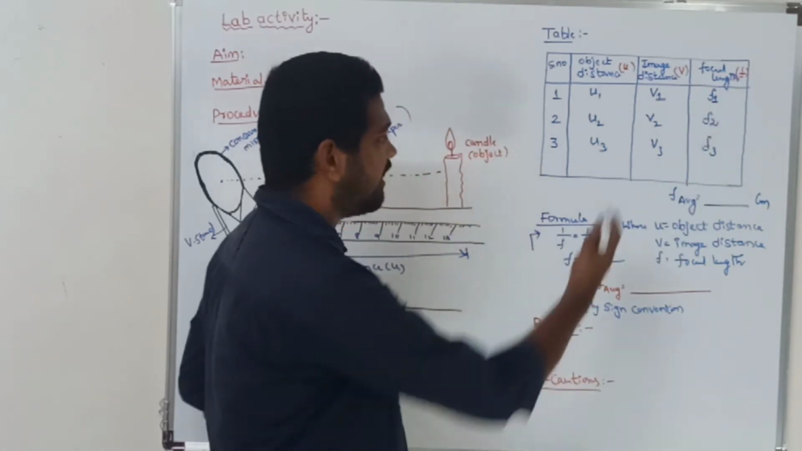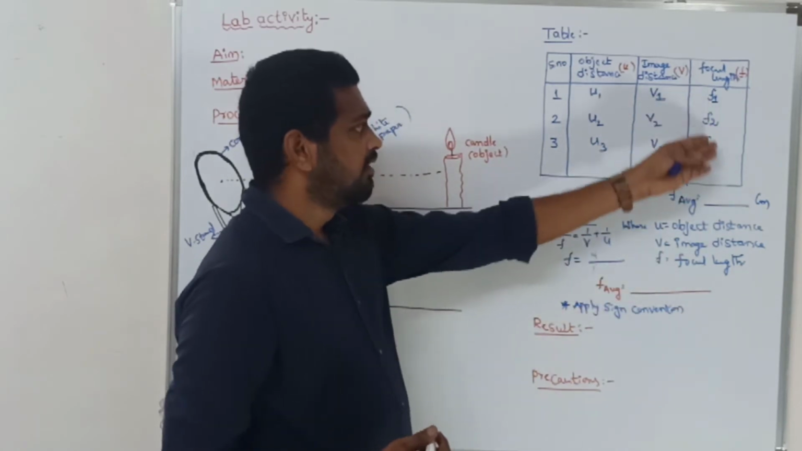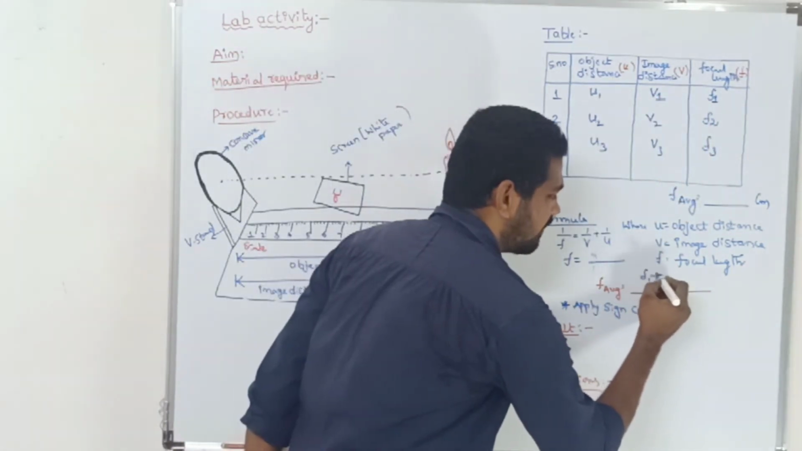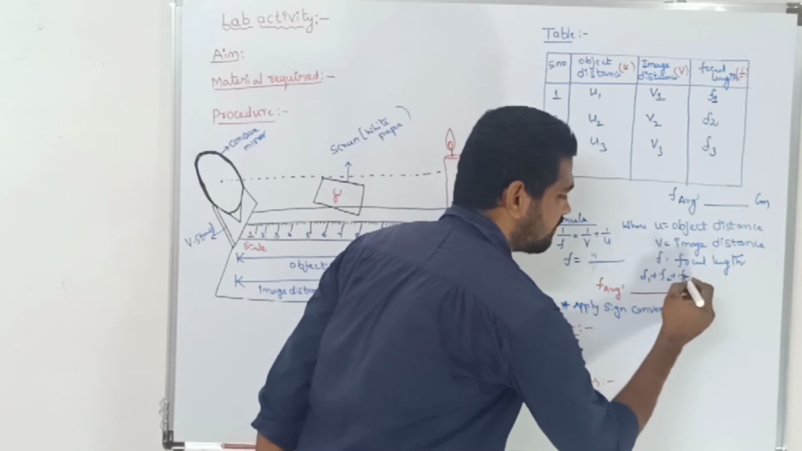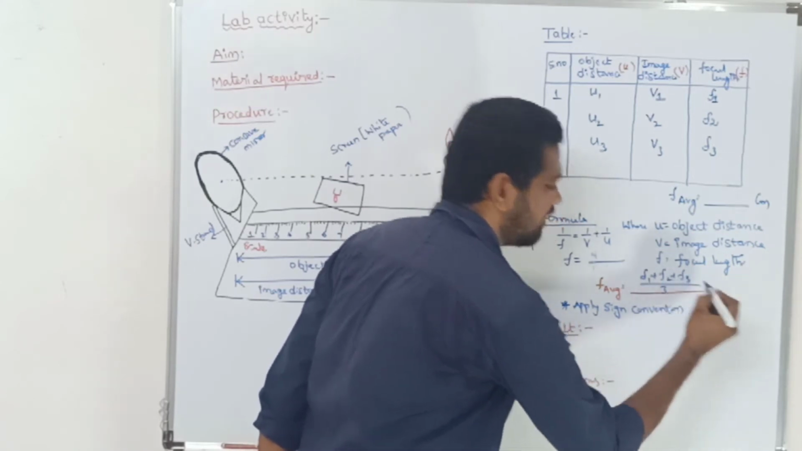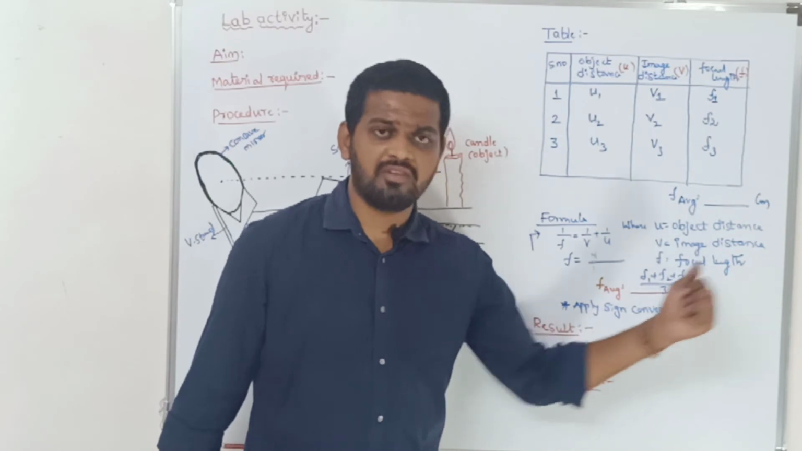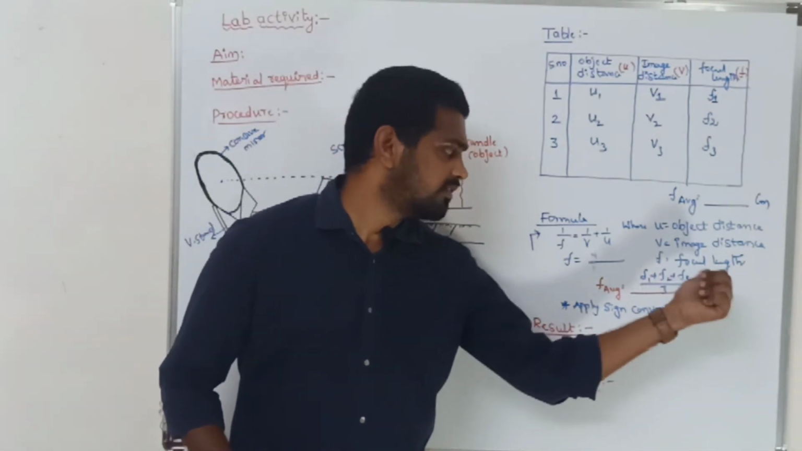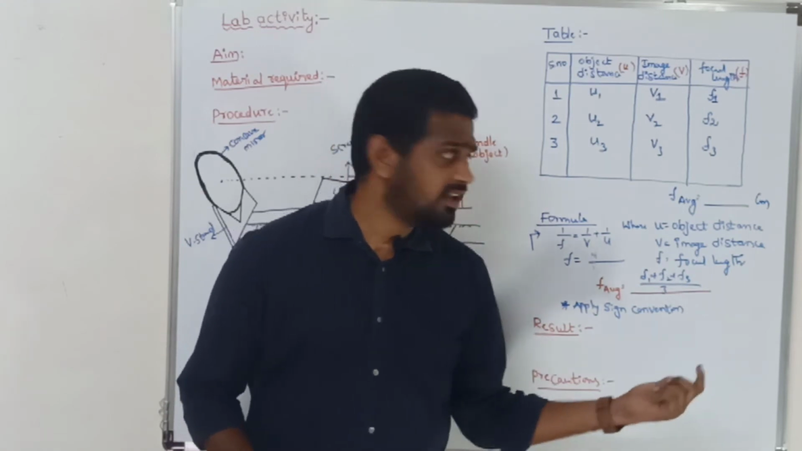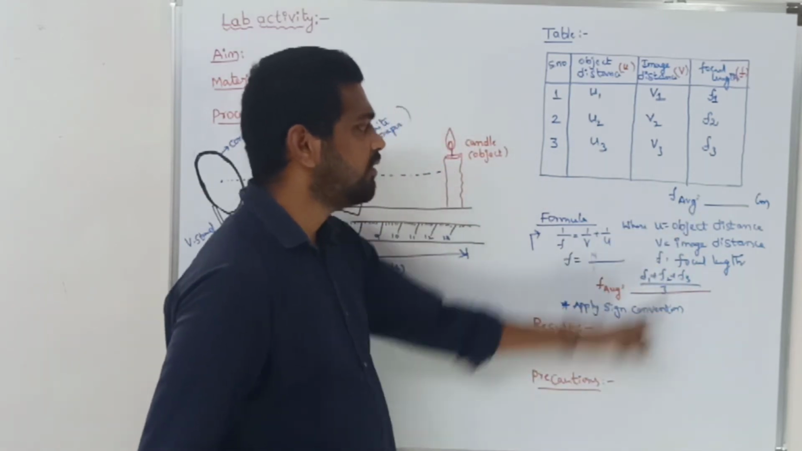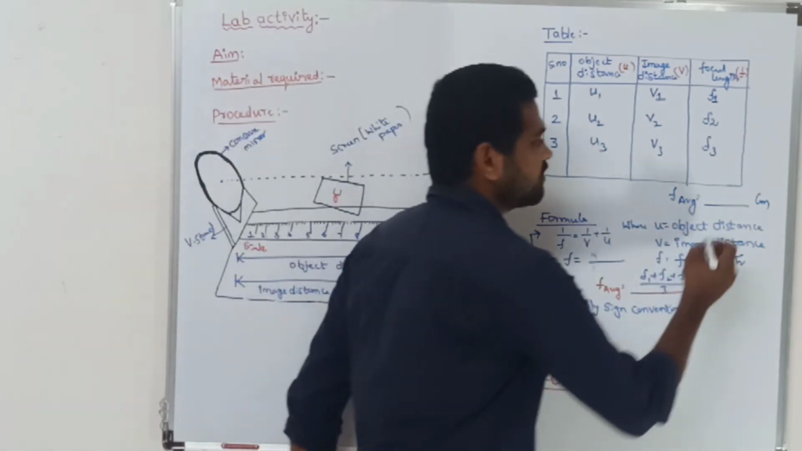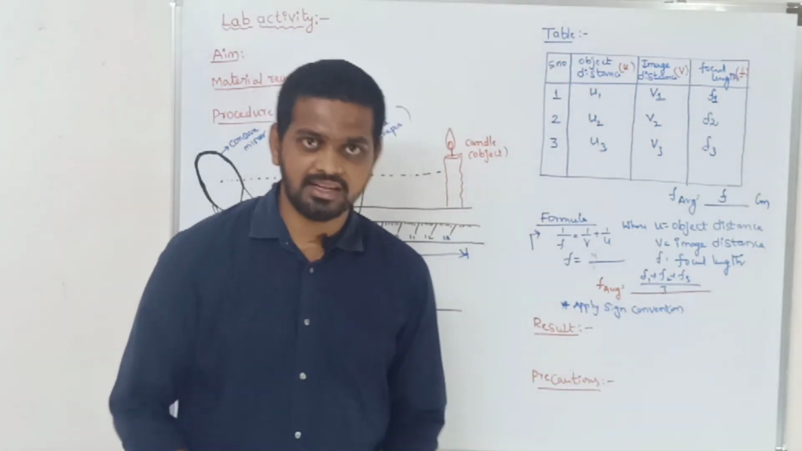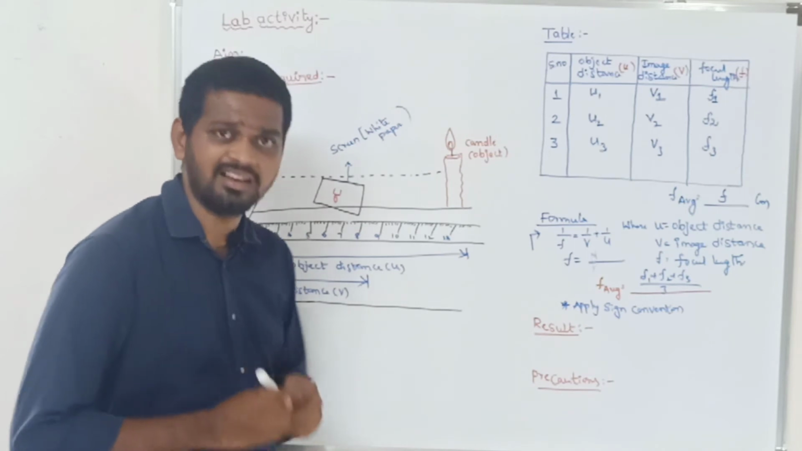Clear? So here I have three readings of focal length. The average will be f1 plus f2 plus f3, whole divided by 3. The sum of the observations divided by the number of observations, that is the average. Whatever average you have calculated, you should consider as the focal length of the given mirror. Clear, children? Once again I am explaining the procedure, listen carefully.